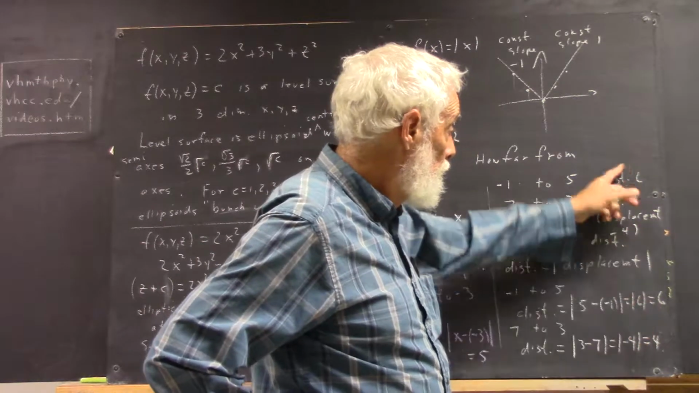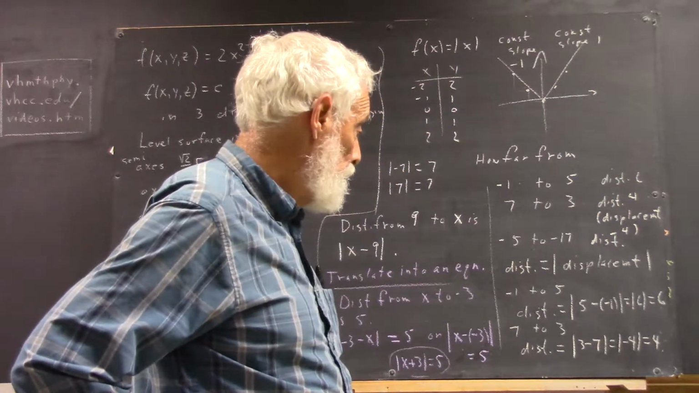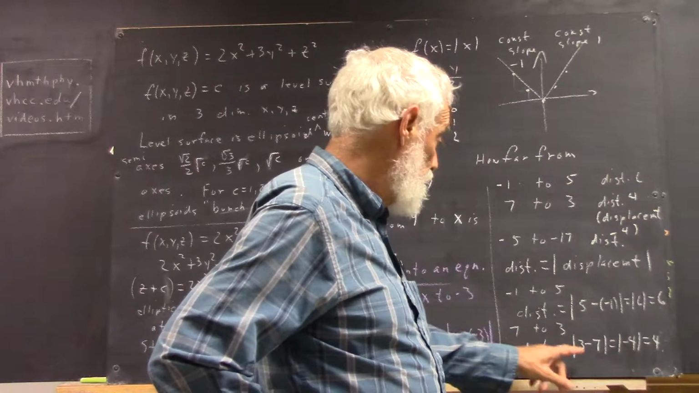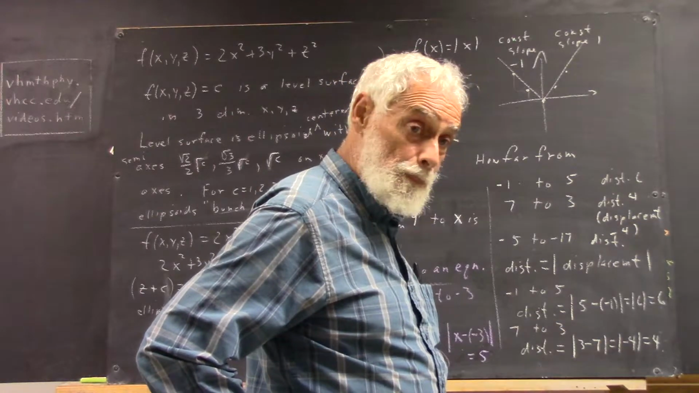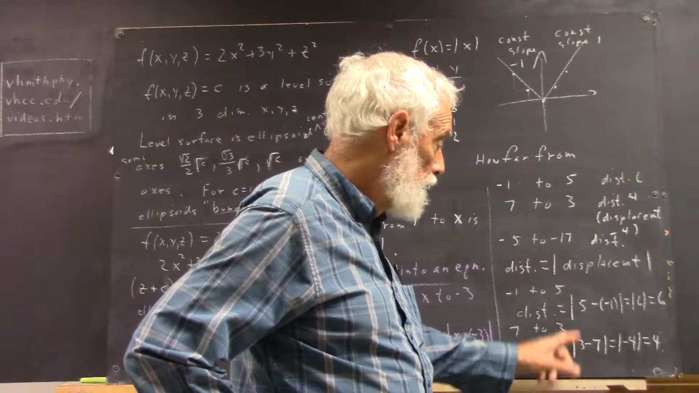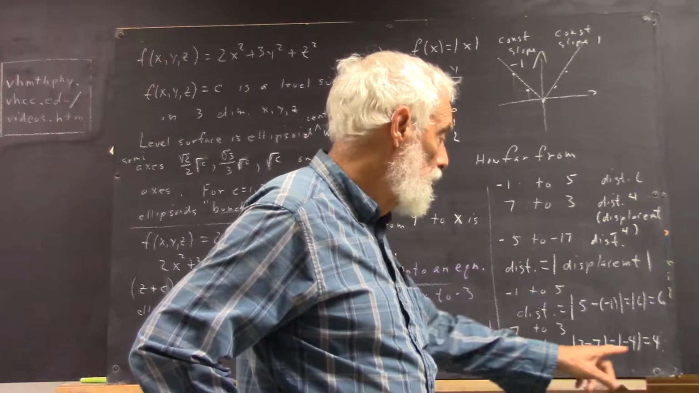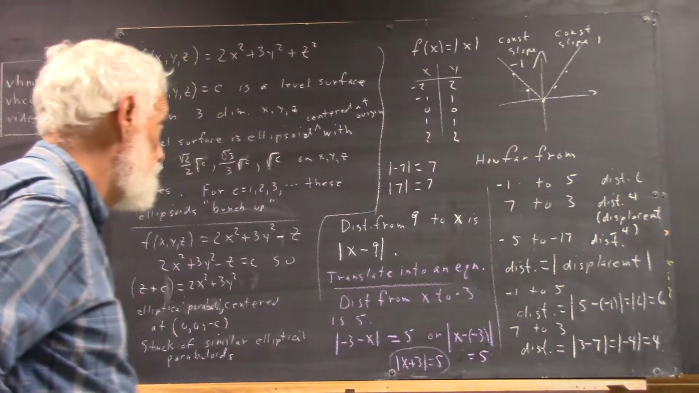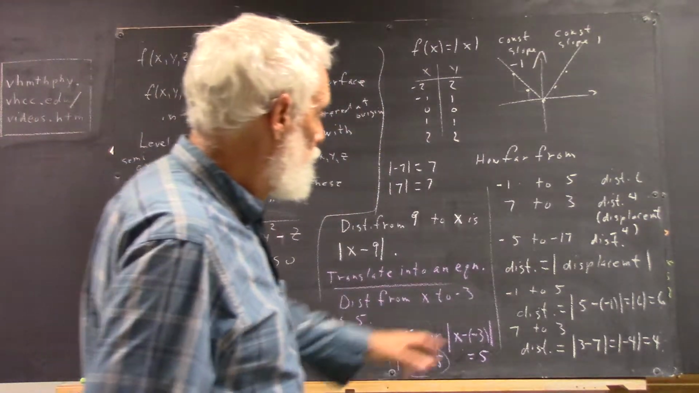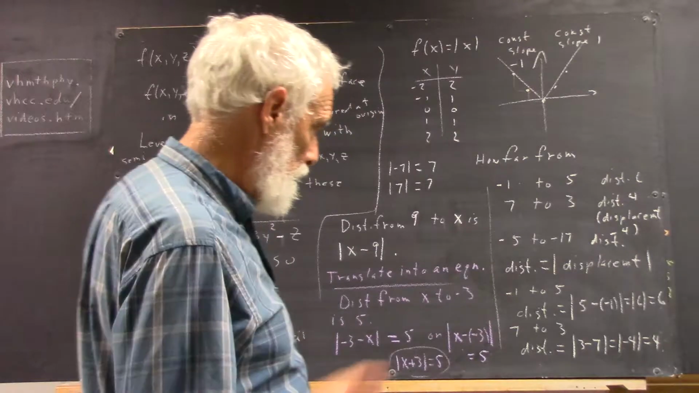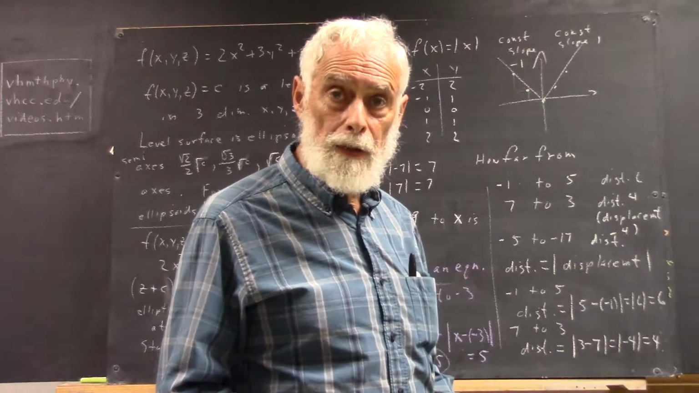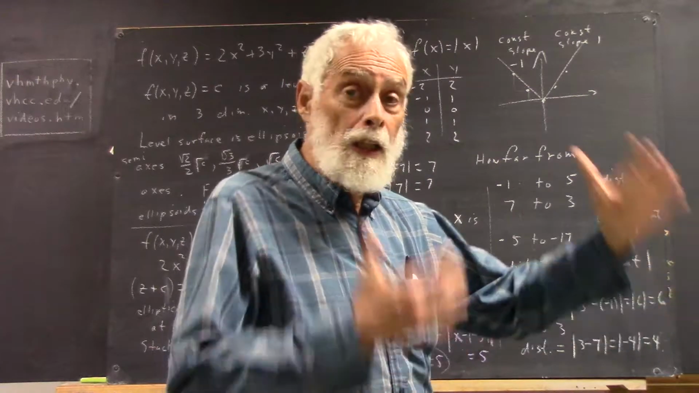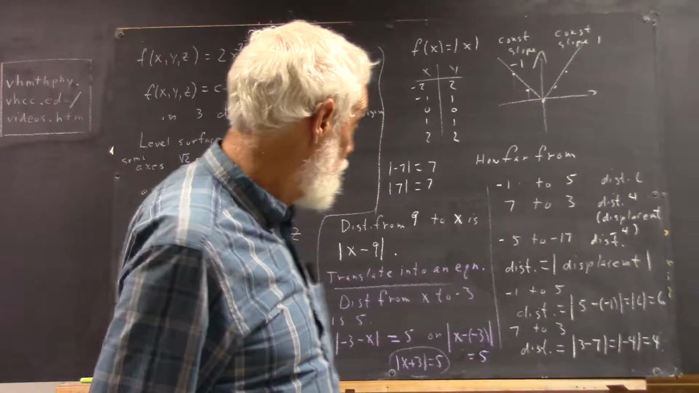So we agree with what we know the distance to be. If you're going from 7 to 3, your displacement is 3 minus 7, and the absolute value of the displacement is the absolute value of -4, which gives us 4. You could do the same thing with -5 and 17, but distance is the absolute value of the displacement. So you subtract where you are from where you're going, you get the displacement, take the absolute value, and you've got the distance.